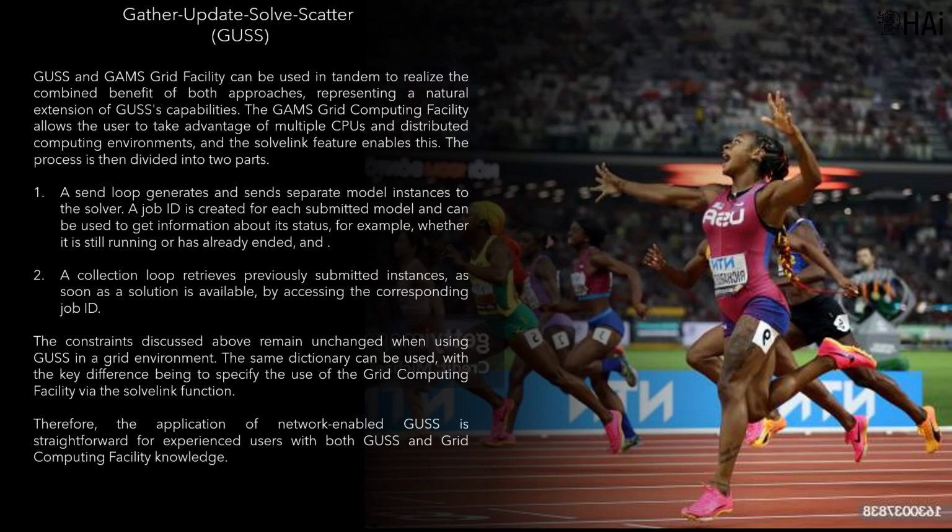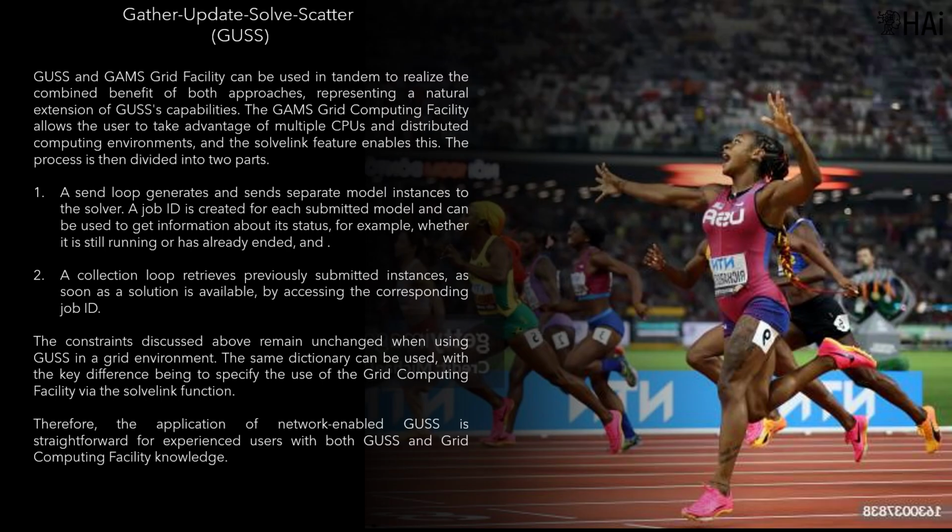A send loop generates and sends separate model instances to the solver. A job ID is created for each submitted model and can be used to get information about its status, for example, whether it is still running or has already ended, and a collection loop retrieves previously submitted instances, as soon as a solution is available, by accessing the corresponding job ID.